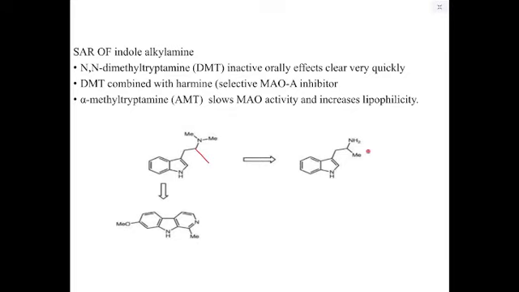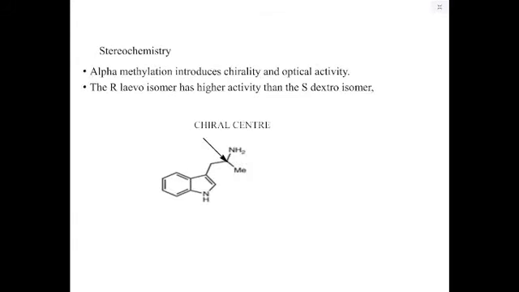If you do an alpha substitution, again, that slows down metabolism and also increases activity. So that is common for all, whether they are the indole derivatives or the phenethyl or phenisopropyl alkyl derivatives. That SAR is possible for all of them. Then the stereochemistry: alpha methylation introduces a chirality and optical activity. The R levo isomer has higher activity than the S dextro.